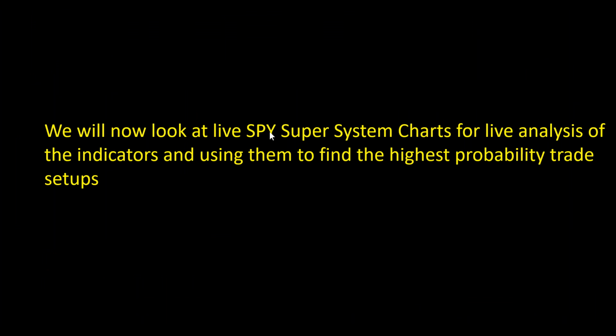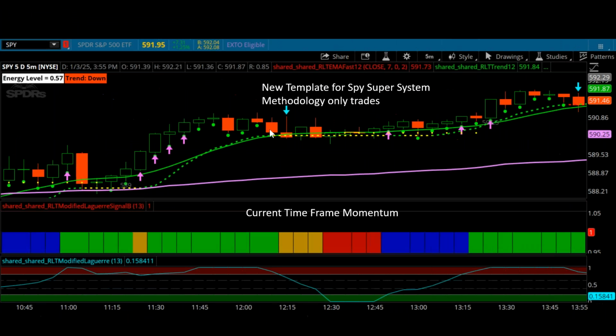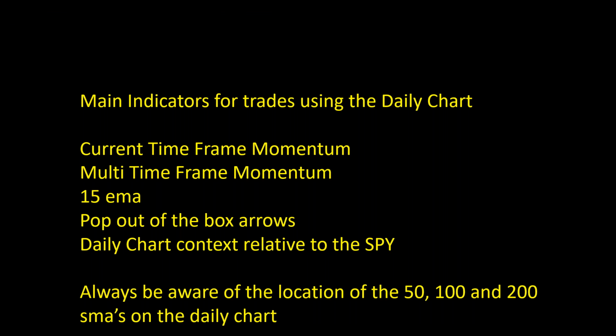Again, we looked at live charts. I showed you the things that we're looking for, the critical things: current time frame momentum on the daily chart, multi-time frame momentum on the daily chart. Those have got to be aligned. The 15 EMA is something you can use for support resistance, but you're also looking at your daily chart, which is the key for this. Pop out of the box and daily chart context relative to the SPY we talked about.